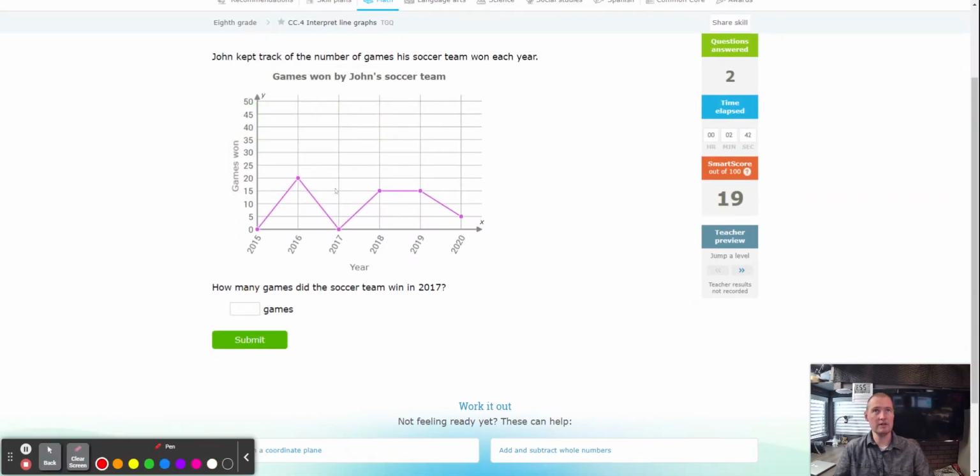All right. John kept track of the number of games his soccer team won each year. How many games did the soccer team win in 2017? So now we're going to use the year 2017 to figure out our information of games won. So you have to go back and forth. Sometimes you use the y-axis, sometimes you use the x-axis. But because they're giving us 2017, we're going to go up to the line graph and notice it's the first point right away. And if we go to the left, it also indicates a 0 for games won. So actually, it looks like John's track record was really bad in 2017. So he won 0 games for that year.